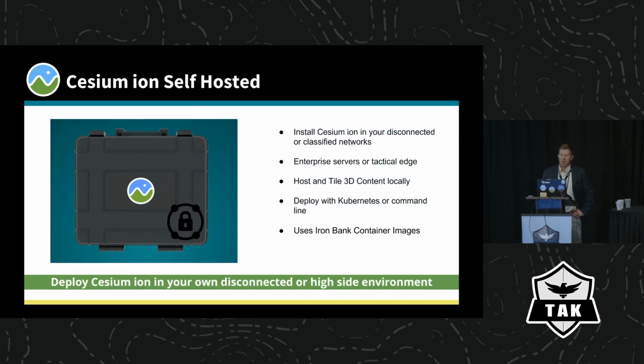And then yeah, just to kind of wrap things up here, Cesium Ion self-hosted is delivered in a Docker image or Kubernetes where you can deploy that in your own local disconnected environment, do everything that you saw on the previous screens here. It does use Iron Bank container images, so extremely secure and ready for your high-side deployments. And that's Cesium Ion self-hosted.